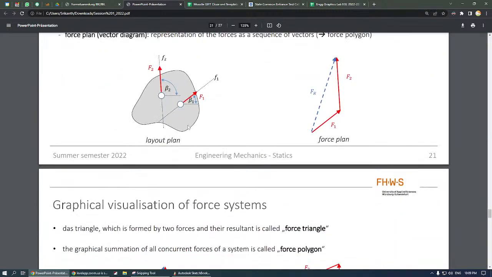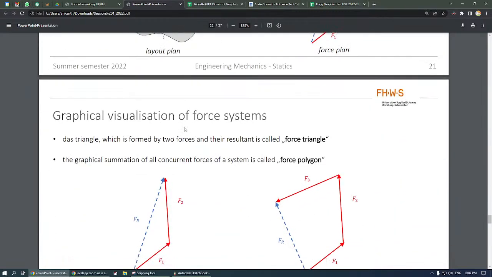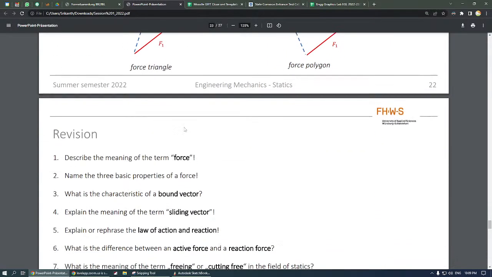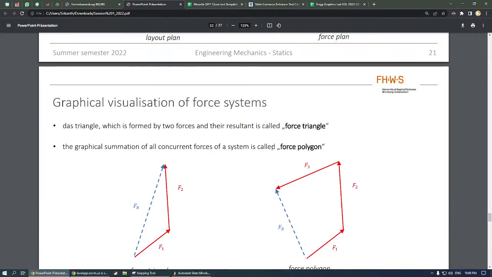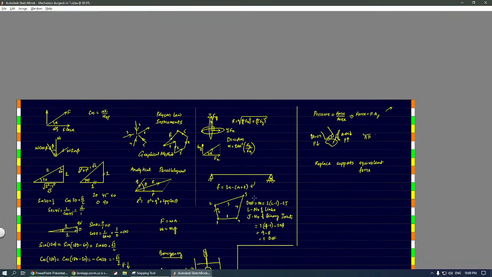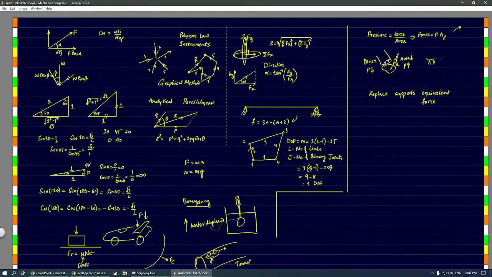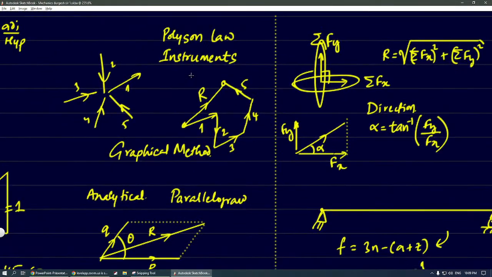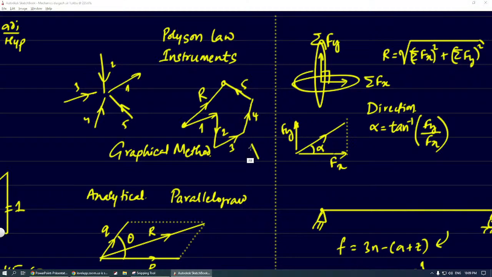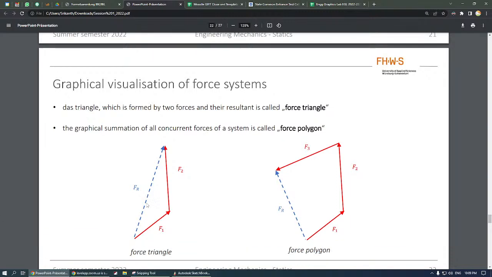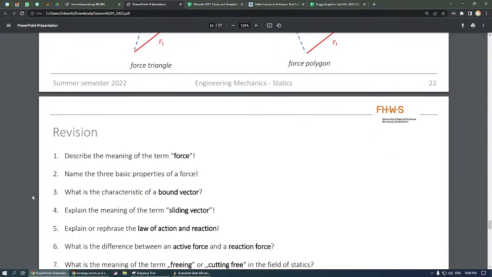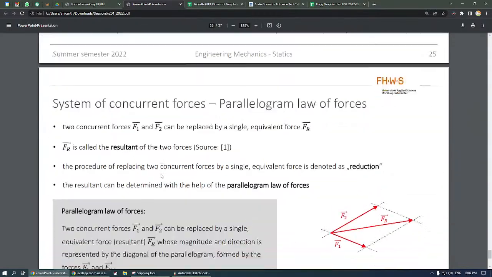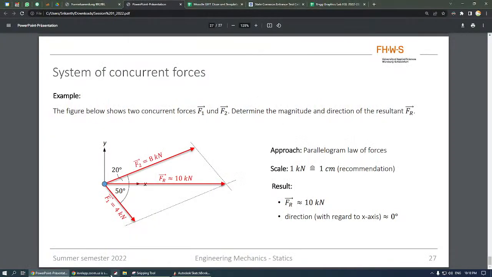Graphical visualization. Force polygon, I have already told you just now. The force polygon I have already explained, right? The same thing he has given over here. We have two forces here, we can see the resultant. Here we have more than two forces, we'll get a polygon with the resultant. Okay, so yes, we can go for the problems.